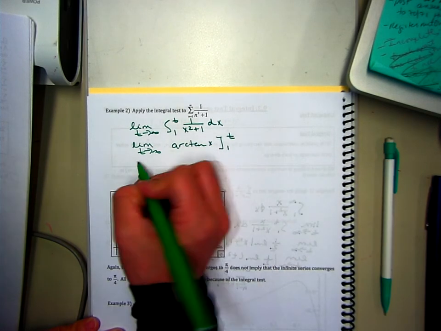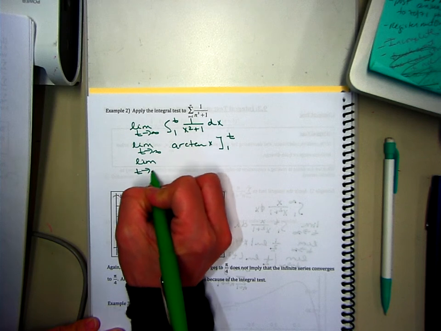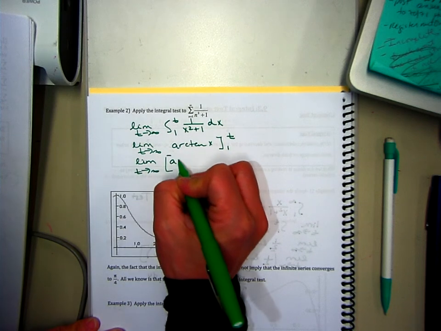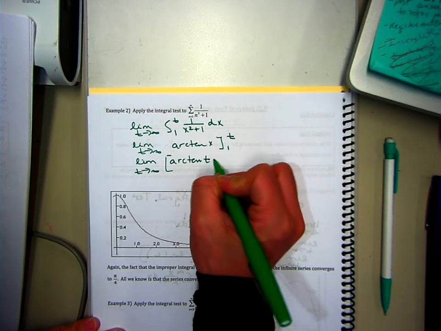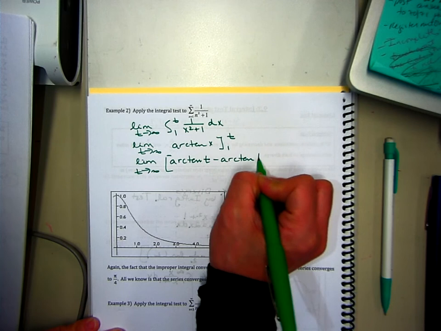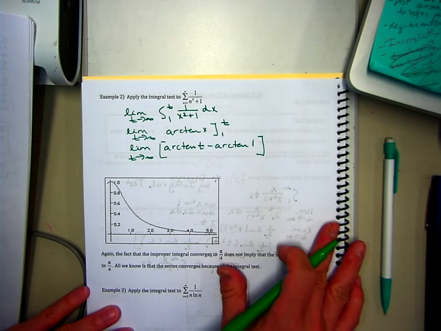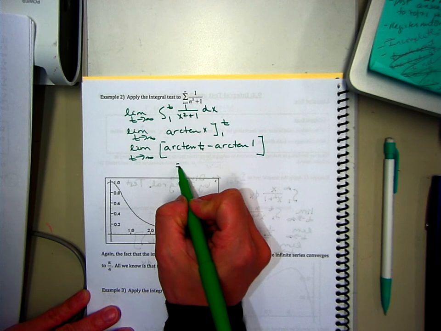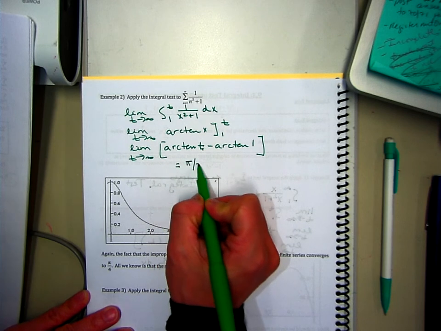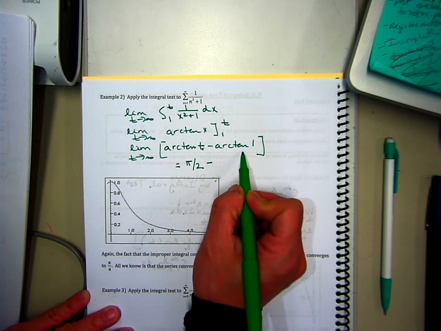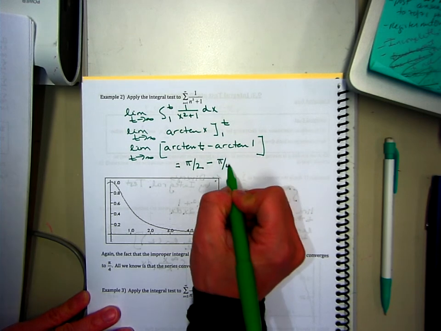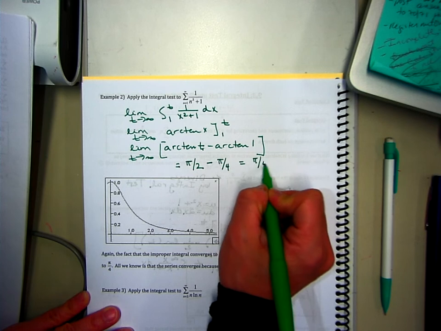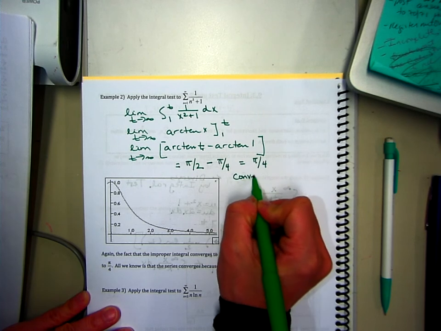Let's plug in our bounds. Arctangent of t minus arctangent of 1. And let's go ahead and take this limit. If I plug in infinity for t, the arctangent of infinity is the angle pi half. The arctangent of 1, what is the angle that gives you a tangent value of 1, is pi fourths. So this is pi fourths, so I can say that the integral converges.